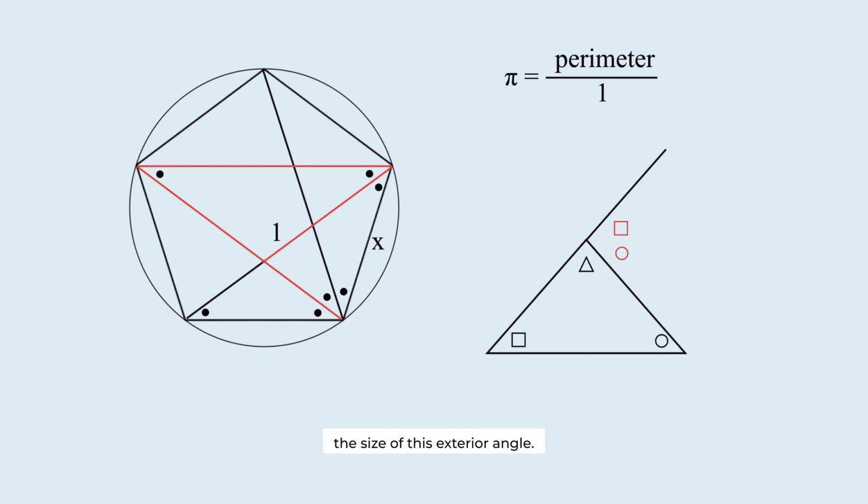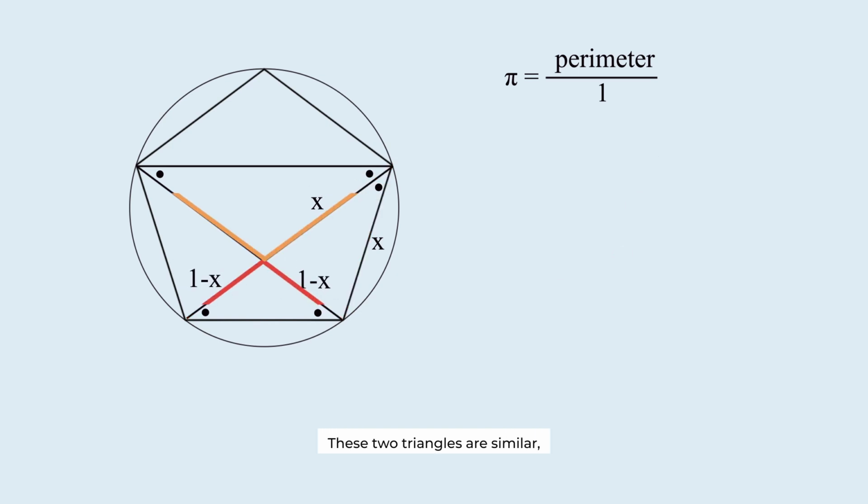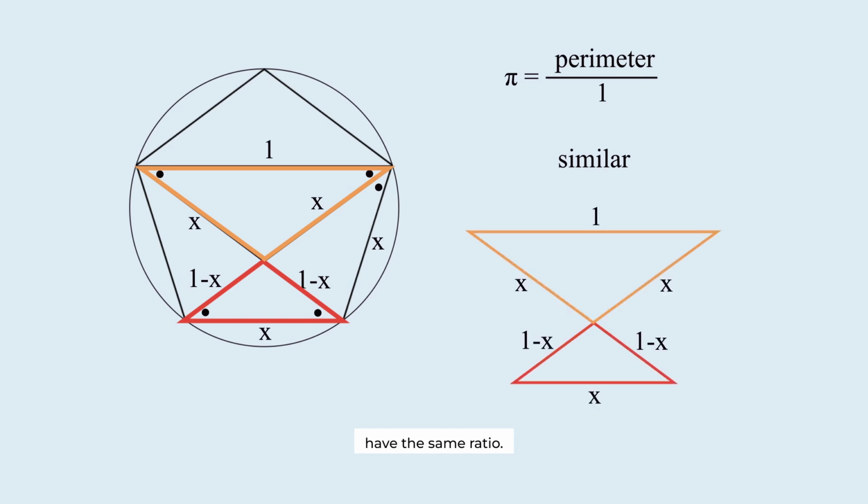That gives us the size of this exterior angle. These two angles are equal. Since this is an isosceles triangle, this side is also x. This diagonal is 1, so these two sides are 1 minus x. These two triangles are similar, so their corresponding sides have the same ratio.